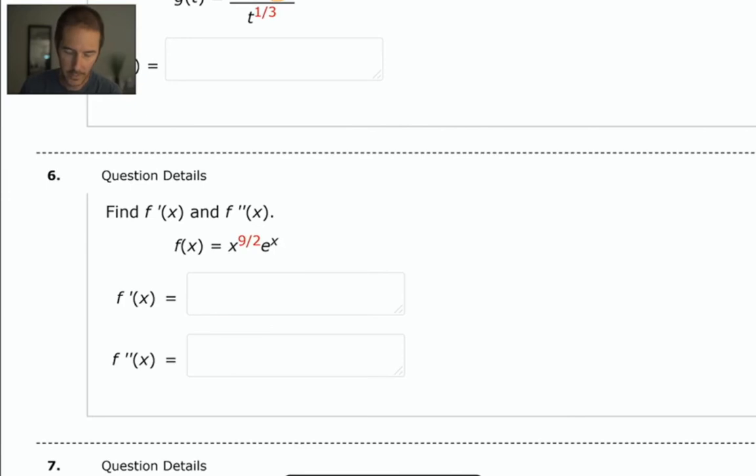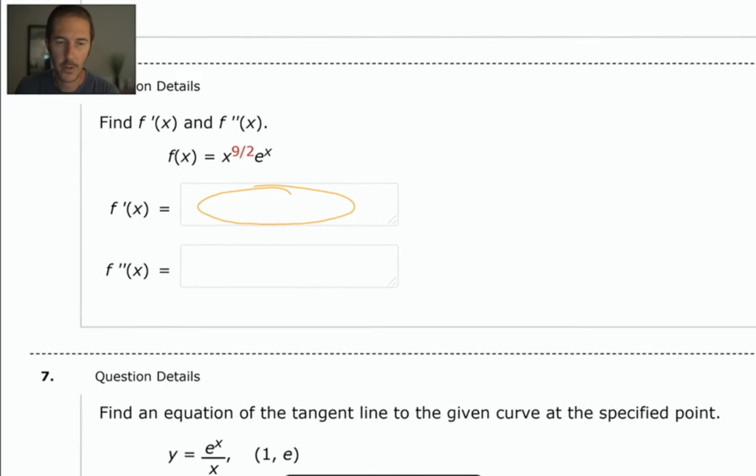Once you get a final answer for this, you're going to have to take the derivative again, which is going to involve the product rule again. So be patient and keep applying the product rule as necessary.